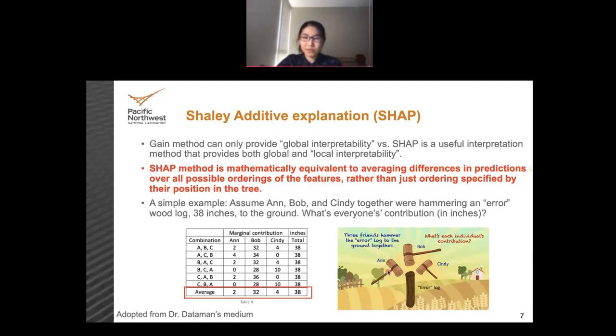So what do we do? What SHAP does is that it measures the contribution of each person considering all the orderings, ABC and then ACB. Altogether, we can have different combinations of the orderings and their contributions. Then for SHAP, we take the average of their contributions. So eventually, we can know each predictor's individual contribution. Okay, so that's SHAP.